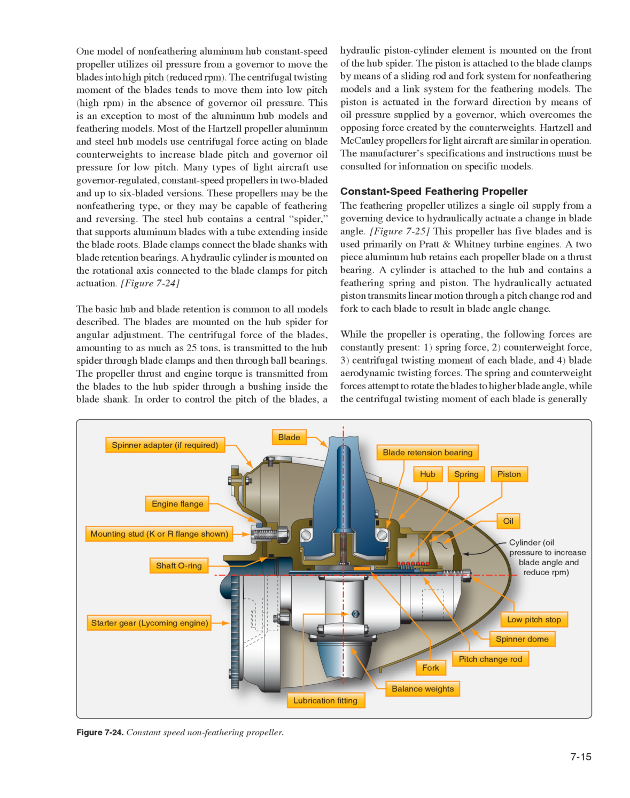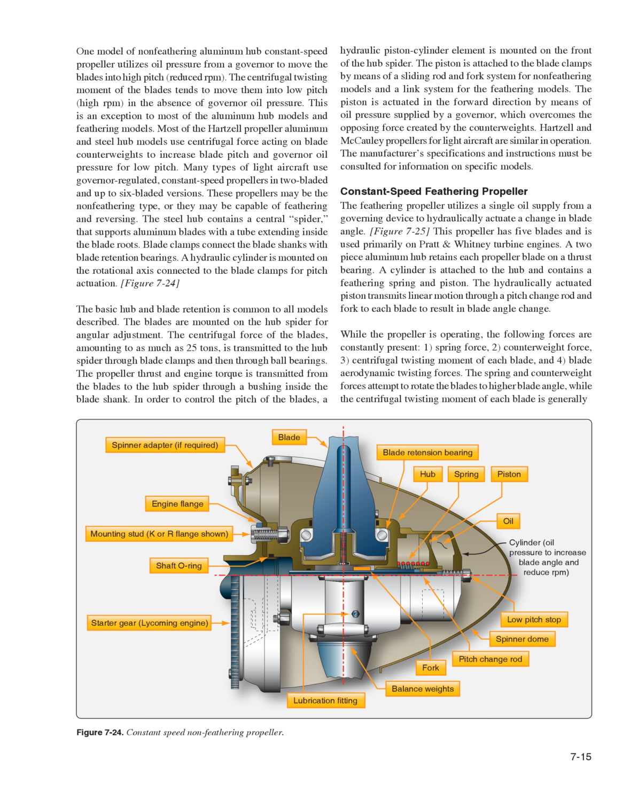The steel hub contains a central spider that supports aluminum blades with a tube extending inside the blade roots. Blade clamps connect the blade shanks with blade retention bearings. A hydraulic cylinder is mounted on the rotational axis connected to the blade clamps for pitch actuation. Figure 724. The basic hub and blade retention is common to all models described. The blades are mounted on the hub spider for angular adjustment. The centrifugal force of the blades, amounting to as much as 25 tons, is transmitted to the hub spider through blade clamps and then through ball bearings.